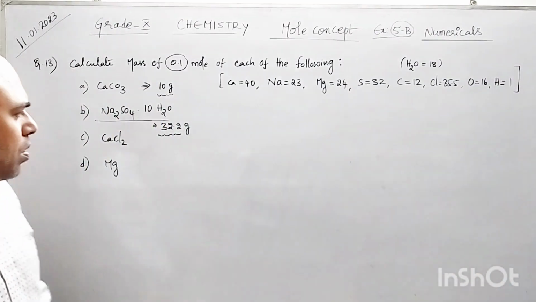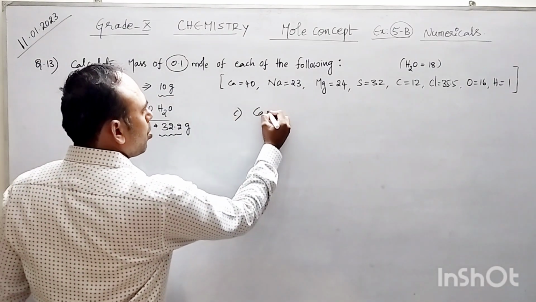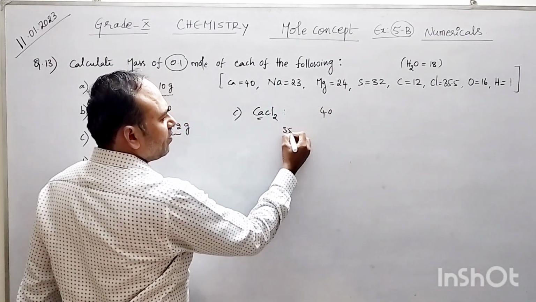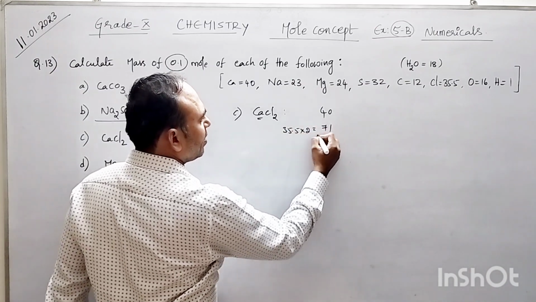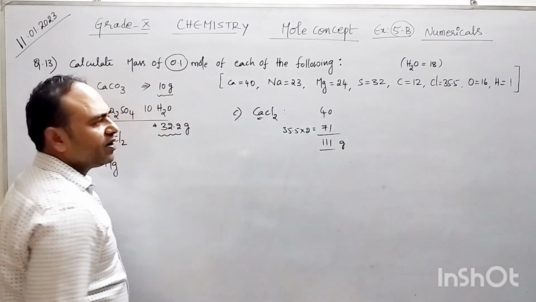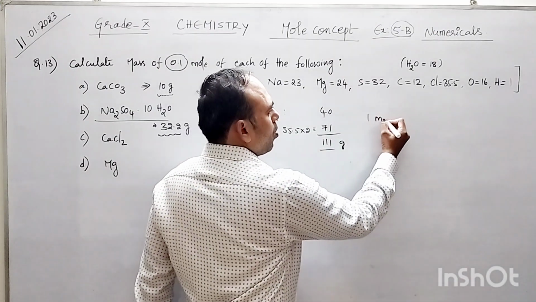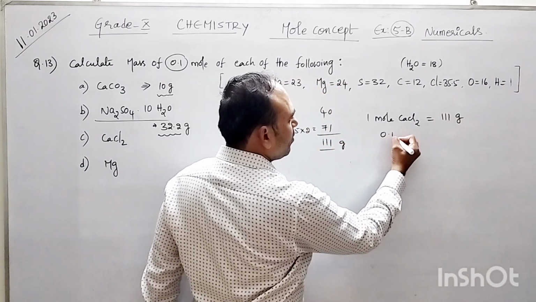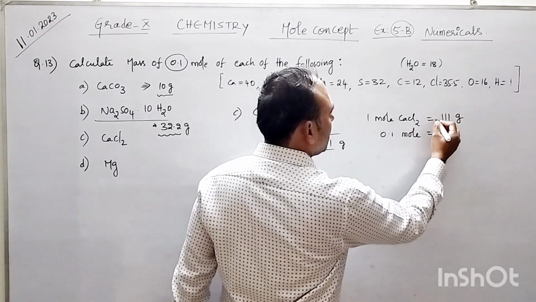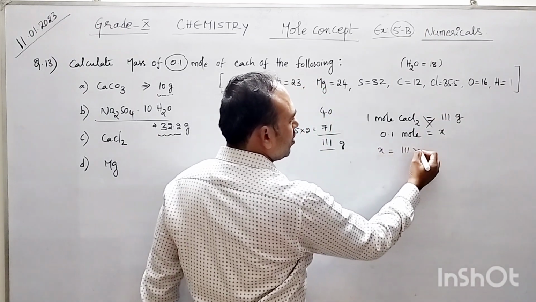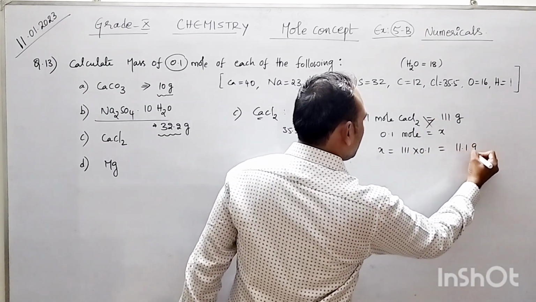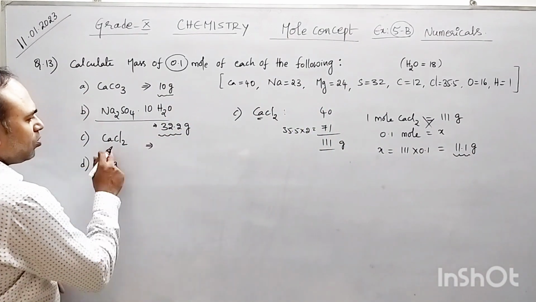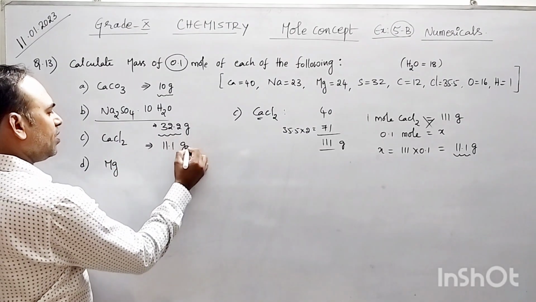First, identify the molecular mass of calcium chloride. Ca we have 40, chlorine 35.5, into 2 we have 71. So we get 111 grams. So we can write like this: 1 mole of calcium chloride has a mass of 111 grams. Therefore 0.1 mole, take it as X. So X is equal to 111 into 0.1, which is 11.1 grams. Hope you have understood this. The mass of 0.1 mole of calcium chloride is 11.1 grams.